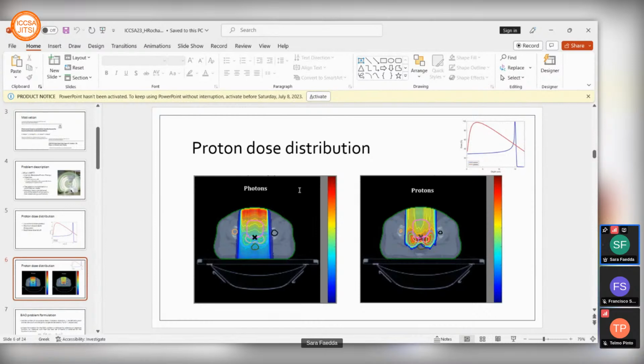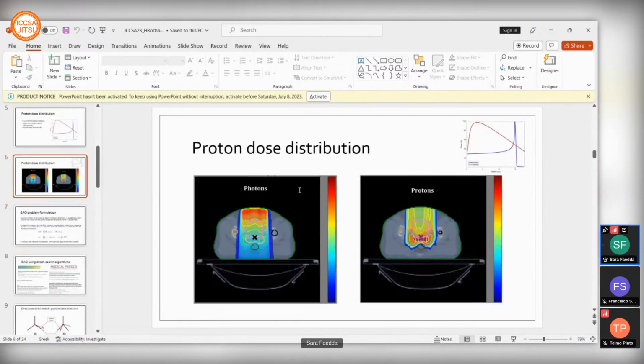Here we have, on the left-hand side, a beam with photons, and on the right-hand side, a beam with protons, and we can see the differences. We have high energy at the entrance for photons, and then it decays until the tumor and continues. But for protons, we have a low dose before the tumor, a high dose in the tumor, and almost no dose after the tumor.